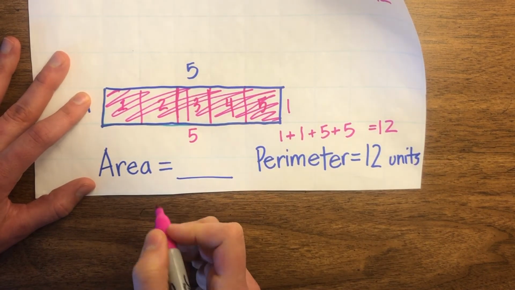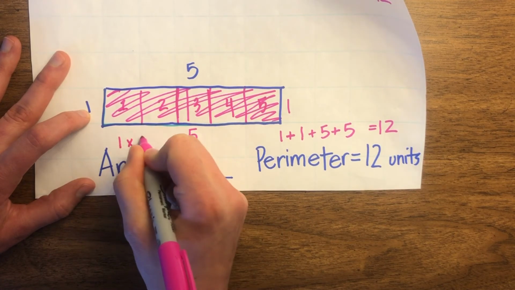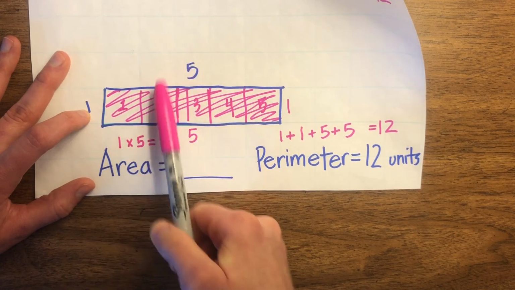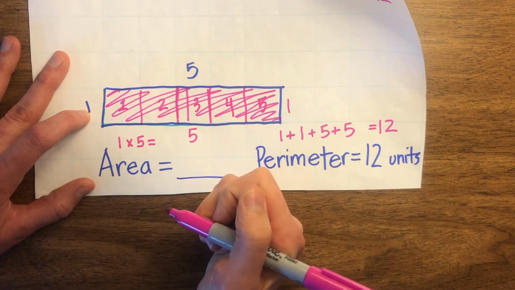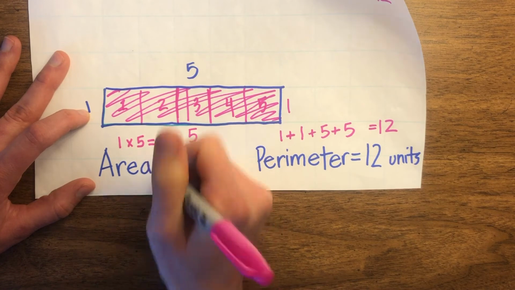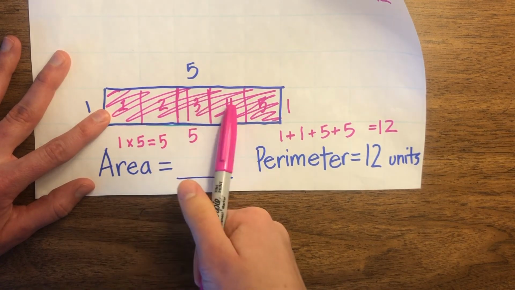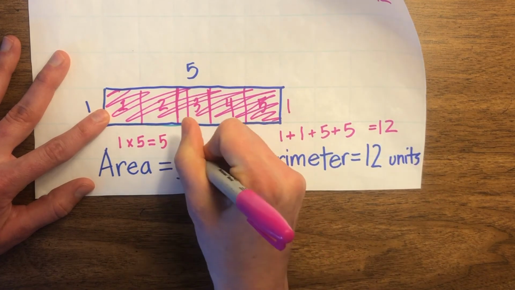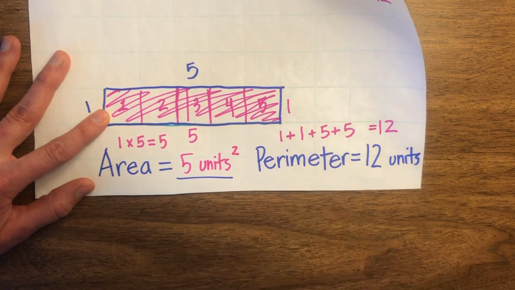But let's use our equation to figure it out. Area is the width times the length. 1 times 5 is what? 5. That's the same thing as the number of squares in the middle. The area is 5 units squared.